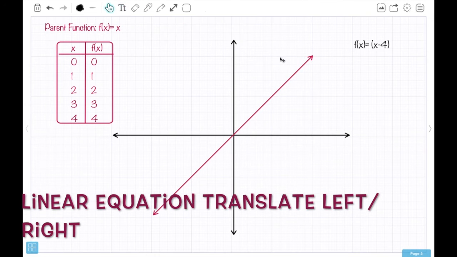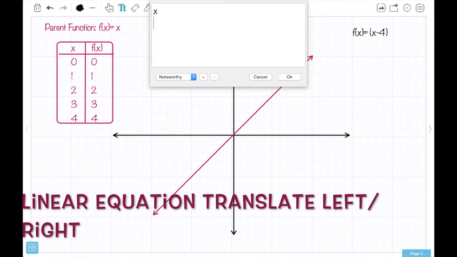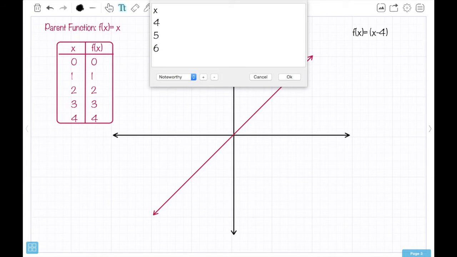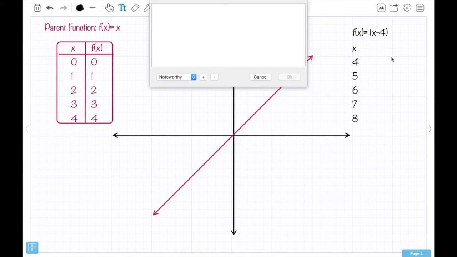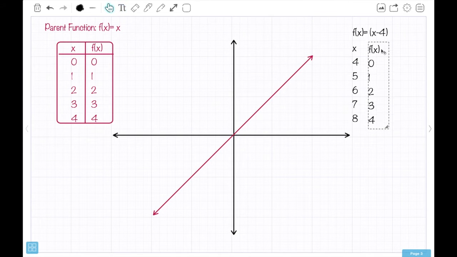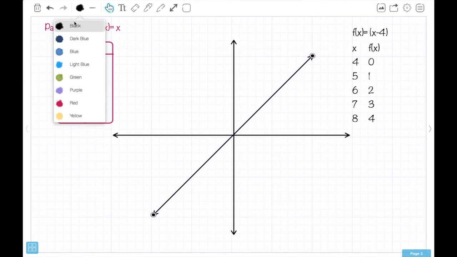Now, let's try some examples. In a linear equation, the table of the parent function always looks like the one in the top left corner. So if you get a new equation such as f of x equals x minus 4, then you can either simply add 4 to all the x values in the table and graph them, or draw out the parent function and move every point on the line 4 points to the right.